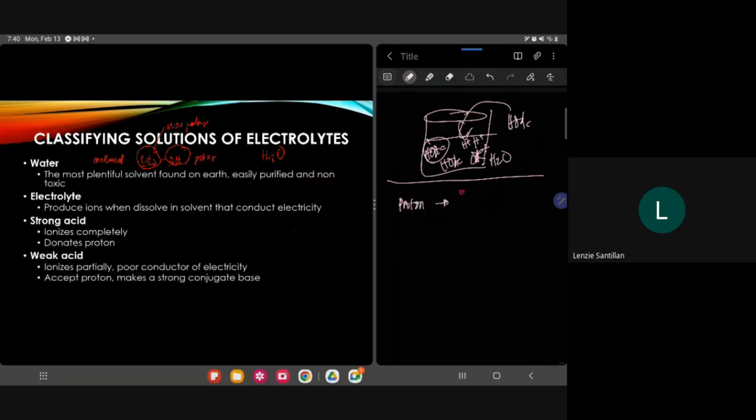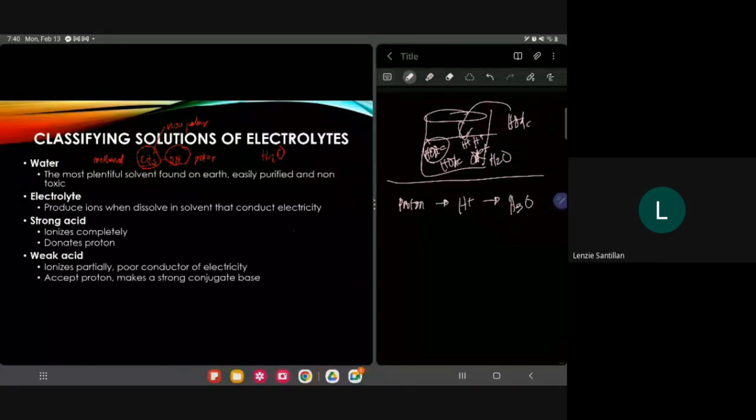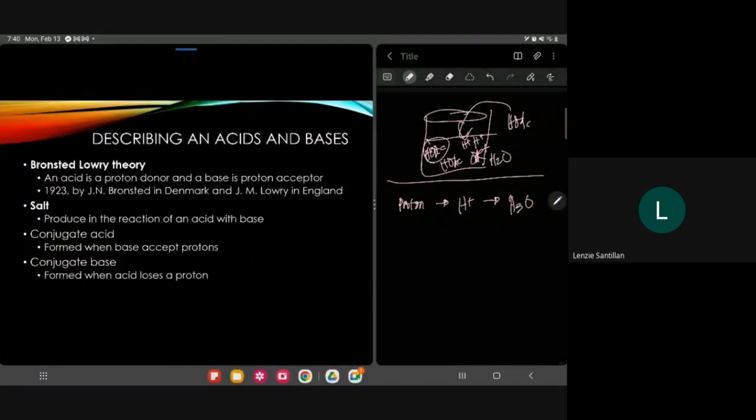Proton also refers to hydrogen, sorry, or it can also be called hydronium or H3O. Okay? How about our weak acid? Again, they ionize partially. They are poor conductors of electricity. Now, they usually accept protons and make a strong conjugate base. So, let's study the Bronsted-Lowry theory for you to understand what conjugate acid and conjugate base are.